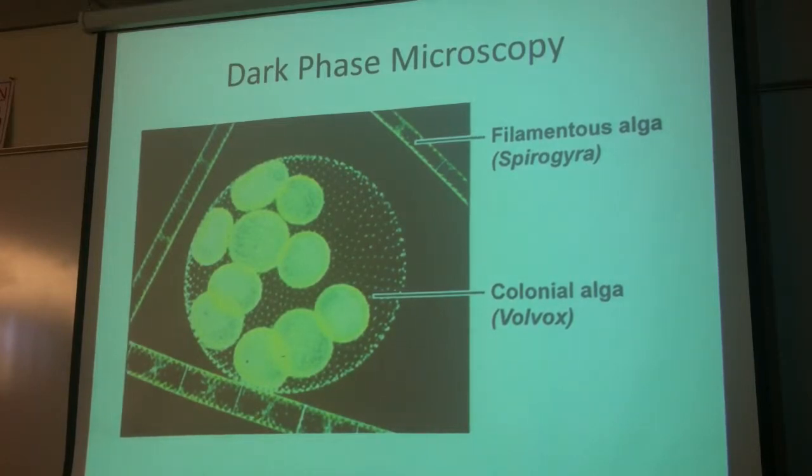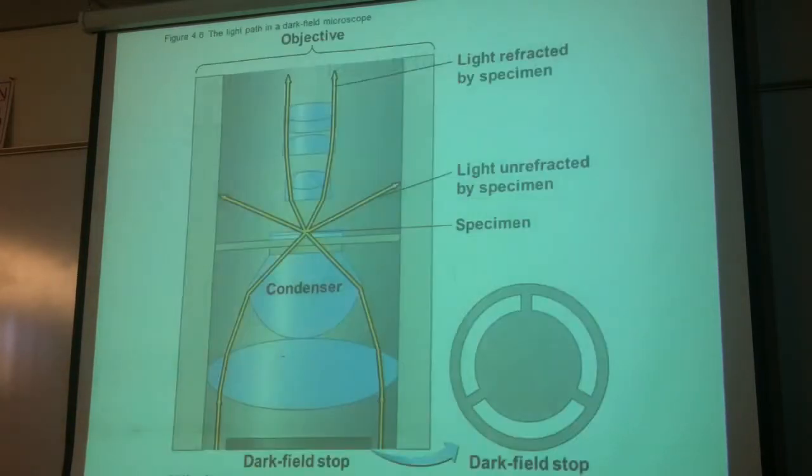Okay? So, dark phase, the way this works is you actually have a dark field stop. So you have your specimen, you reflect most of the light, so you get only the refracted light from the specimen. It's just a little weird twist that I want to at least give you a picture of, just because it's kind of an odd concept.